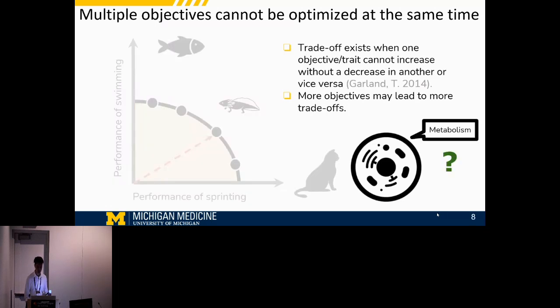And this idea has been well studied in evolutionary biology and ecology. But how about cellular metabolism? Is there any trade-off between metabolic functions? Oh, I forgot to say, this kind of competing behavior is called trade-off. And especially for mammalian cells, it's rare to discuss trade-offs or objectives inside cellular functions.